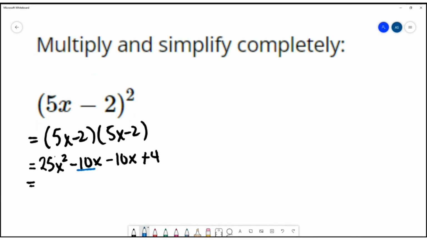The middle terms are like terms. We can combine those together. And we have 25x squared minus 20x plus 4.